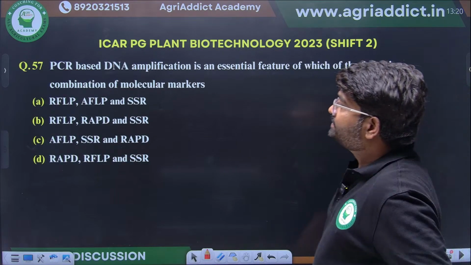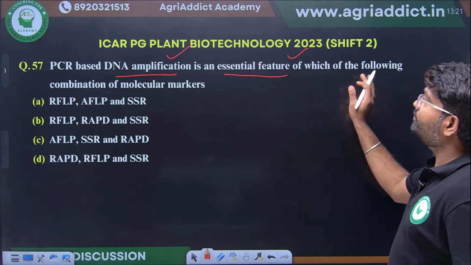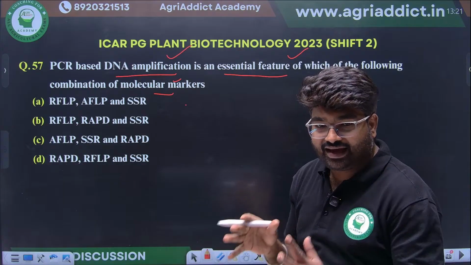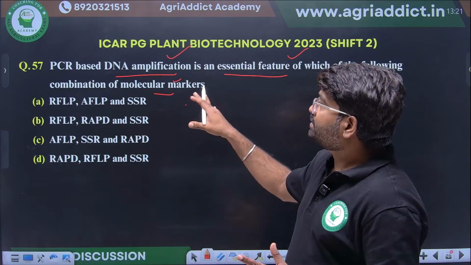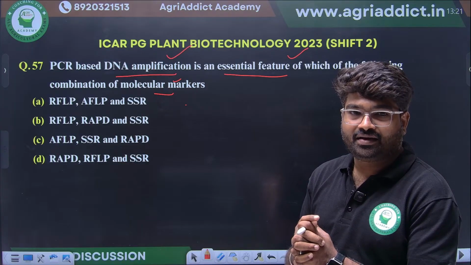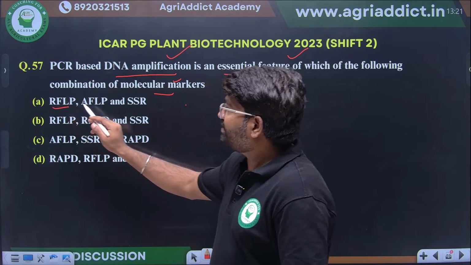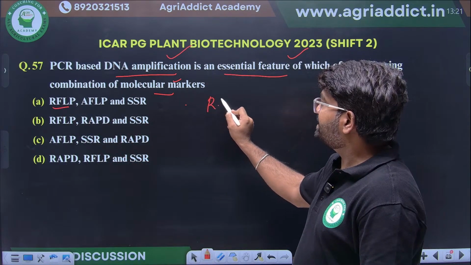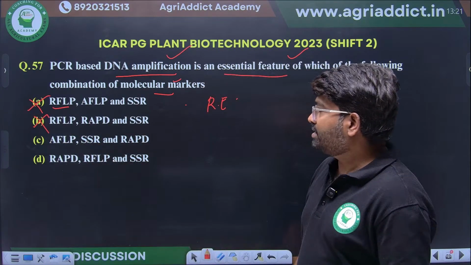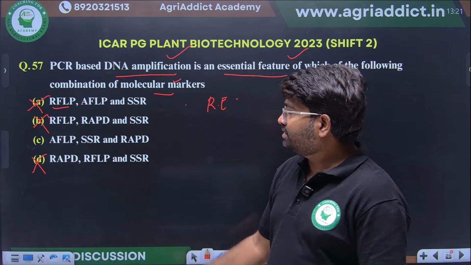Next, PCR based DNA amplification is an essential feature of which of the following combinations of molecular markers? What are the markers that are based on PCR? You have to see here. RFLP, restriction fragment length polymorphism. There we use restriction enzymes only, so this will not come. Here also RFLP is there, so that will not come. Here also RFLP is there, it will also not come. So the right option is C.